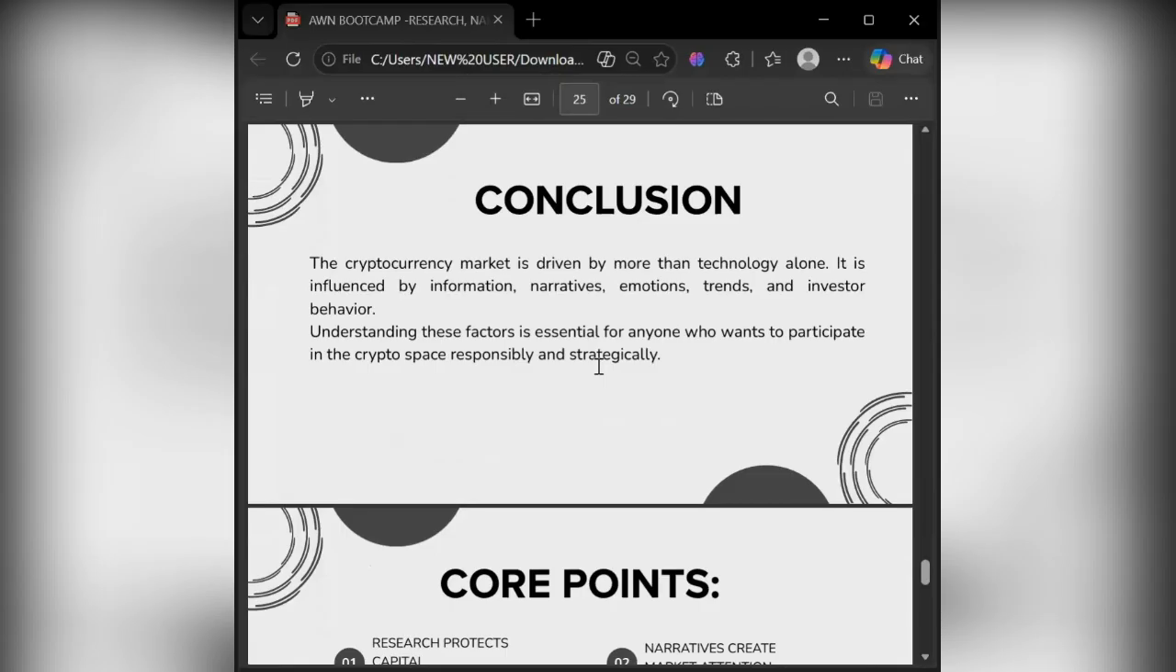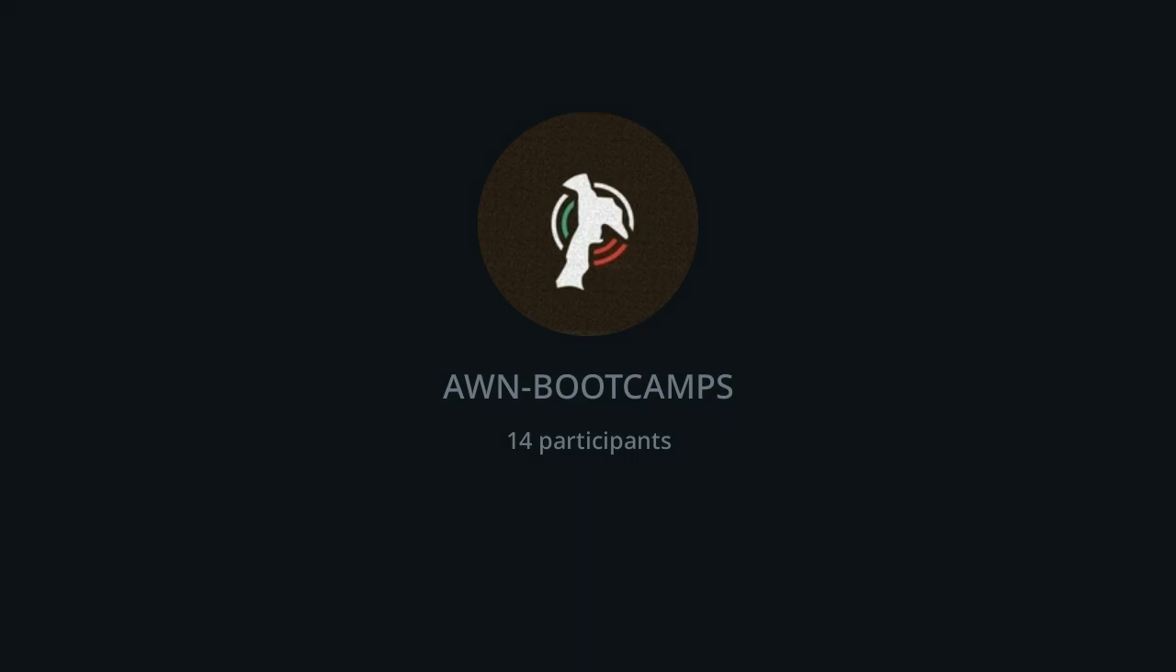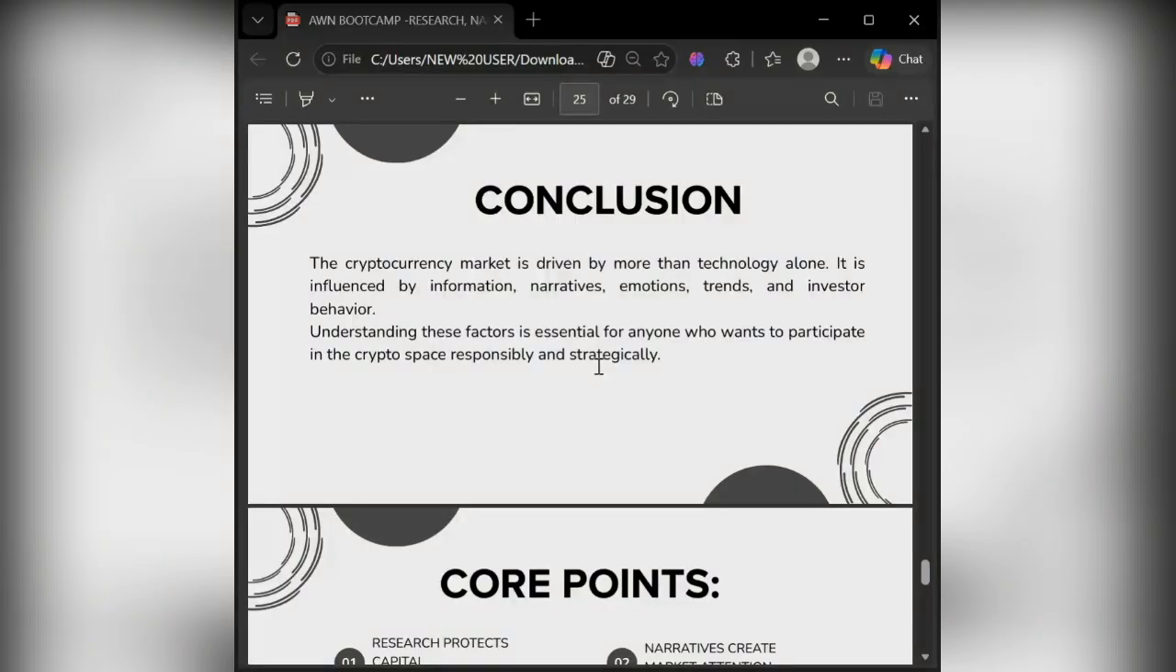Aside from the crypto market, let's leave crypto aside. Have you heard of what they call this thing in Forex, where news, so many forex traders wait for that day. What do they call that day? Where they trade news. Like what they trade that day is news. They forget about doing any technical analysis. They are just waiting for one word from the news to know whether they are going to the moon or they are going back to their village. So understanding these factors is essential for anyone who wants to participate in the crypto space responsibly and strategically.